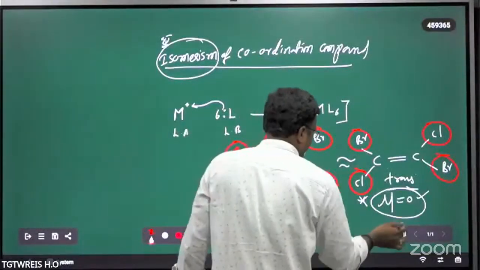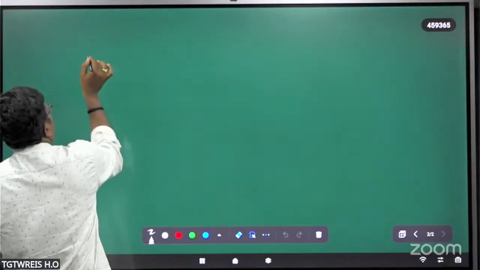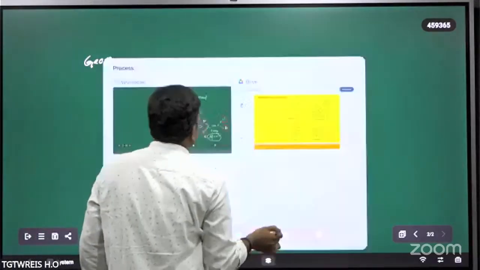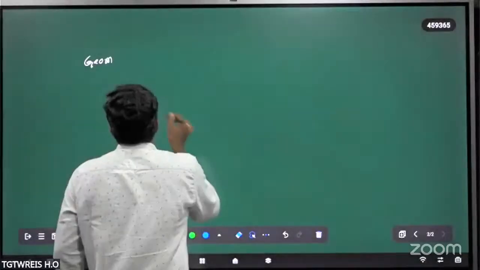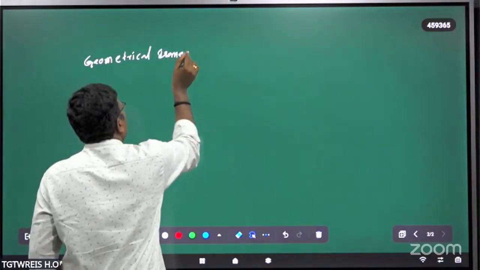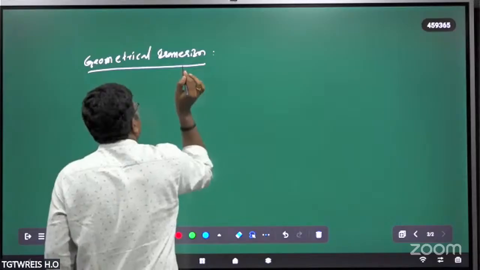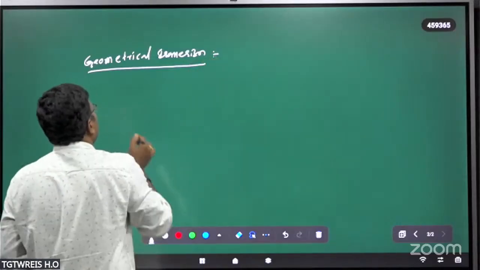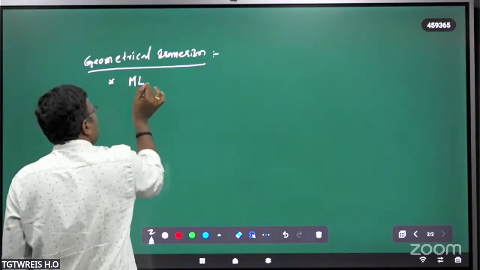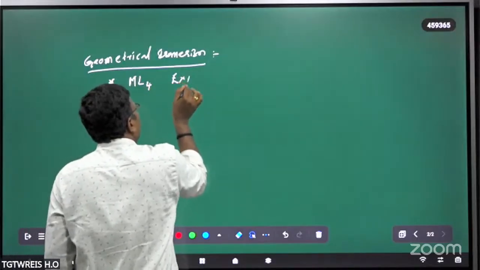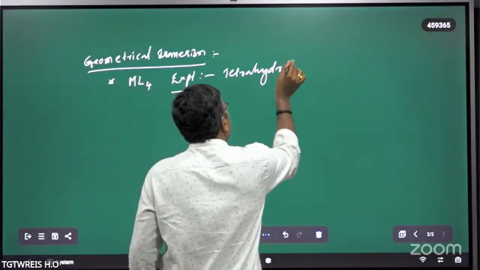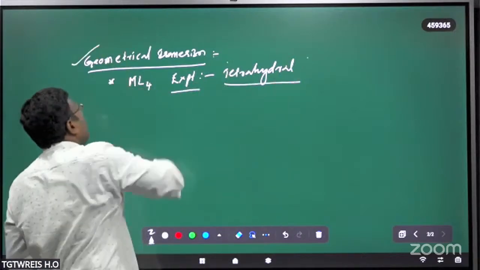So what is called geometrical isomerism? Geometrical isomerism compounds. Cis-trans isomerism is about the arrangement of metal and ligands. Except tetrahedral molecules, all the molecules show geometrical isomerism.